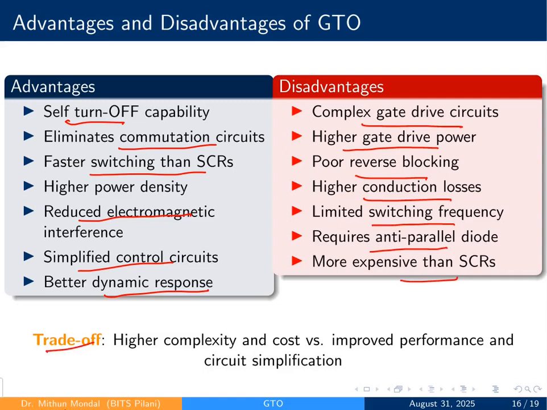When we talk about the trade-off, it has higher complexity and cost, but it has improved performance and circuit simplification. So GTO is generally preferred because it has the self turn-off capability. However, the circuit is a little bit complex.